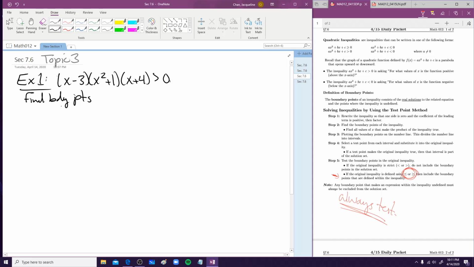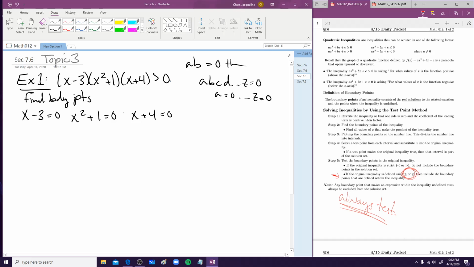Okay. So what is that? So we're still going to use the zero product property. So the zero product property, I know we learned like a times b is equal to 0, then a is equal to 0 or b is equal to 0, but it works even if it's like a, b, c, d. You can even do the whole alphabet, okay? A would still equal 0 all the way to z equals 0, right? It doesn't matter. So now since we have 3, we're going to do x minus 3 is equal to 0, x squared plus 1 is equal to 0, and x plus 4 is equal to 0.